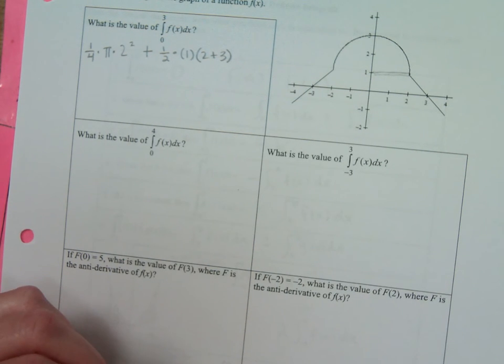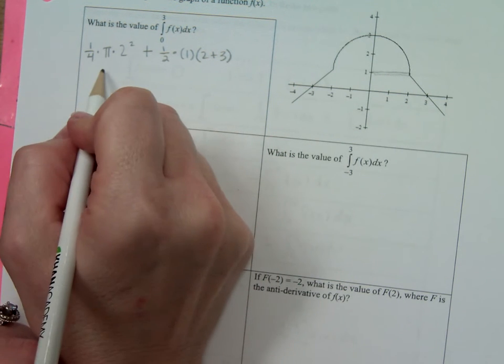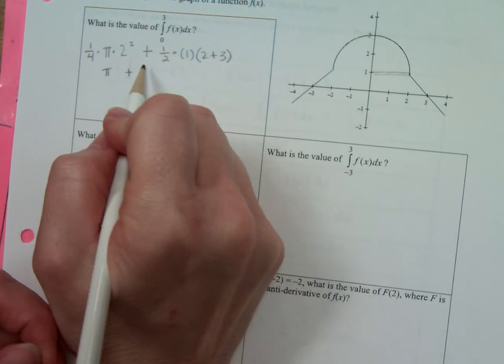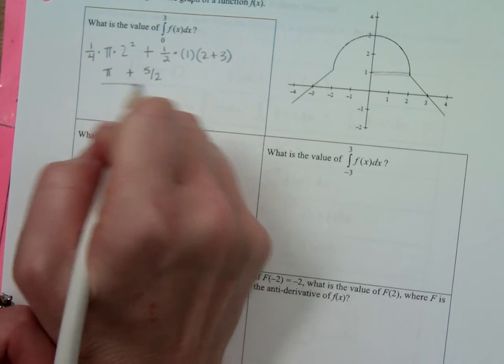Remember, your bases on a trapezoid are the sides that are parallel to each other. Okay, just remember that. Alright, so let's see, that's just pi. 1/2 of 5 is 5/2. And we're done. We're not doing anything else to that.